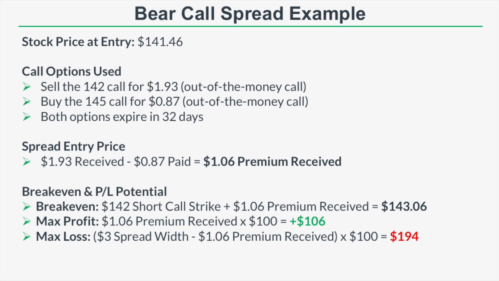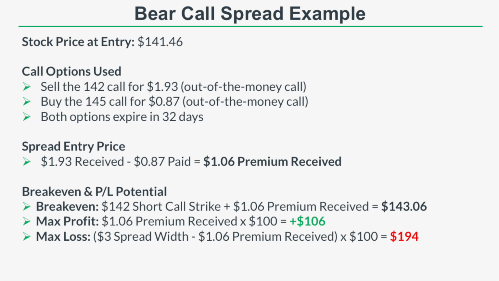Now, the break-even price for this particular call spread is going to be the short call strike price of $142 plus the $1.06 that we received for selling the spread. So therefore, the break-even in this case is $143.06. Now, the maximum profit potential is going to be the premium we received times 100, since the standard option contract multiplier is 100. Since we collected $1.06 for this spread, the most we can make on the trade is $106.